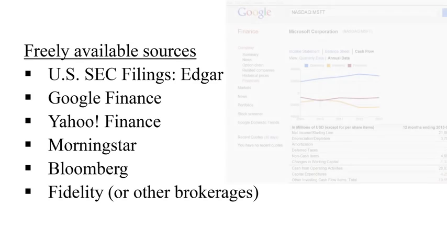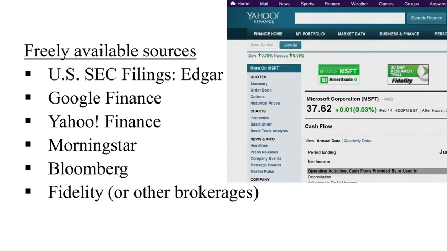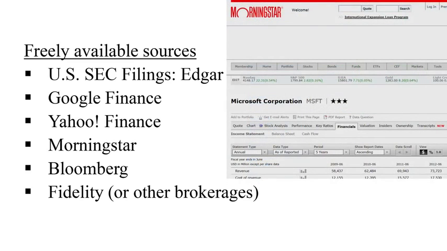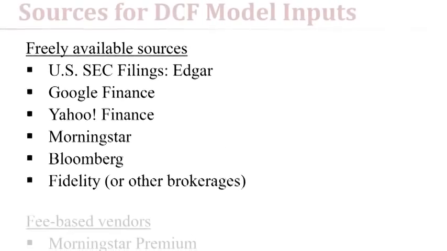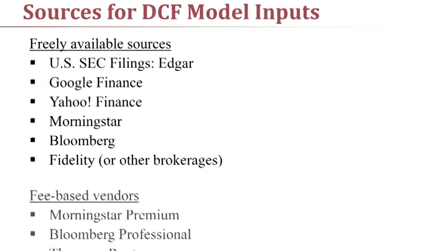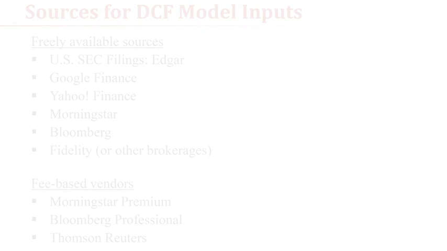Other sources, such as Google and Yahoo, have taken that data and maybe they've organized it so that it's more convenient and more easily accessed. Same thing goes for Morningstar and Bloomberg, and even brokerage firm websites such as Fidelity. All of these have convenient sources of the data that we'll use in our model. All right, now that I've told you about the inputs that we need and where to find these inputs, let's dive right in and build a model in Excel.